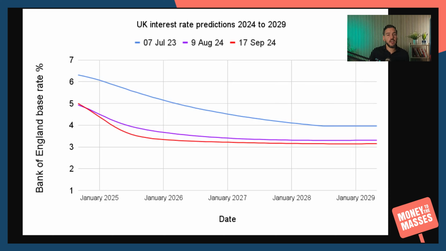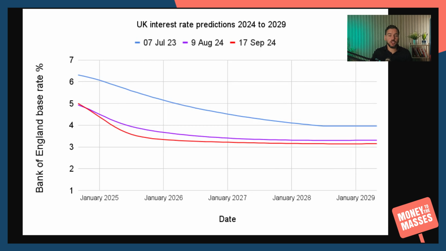As I make this video, the base rate is currently at 5%. The Bank of England decided to keep the base rate at 5% at its September meeting, following a cut in August from 5.25% to 5%. Now, the market, if you look at the chart on screen, is showing that the prediction is for the base rate to fall faster and sooner than previously thought in August.